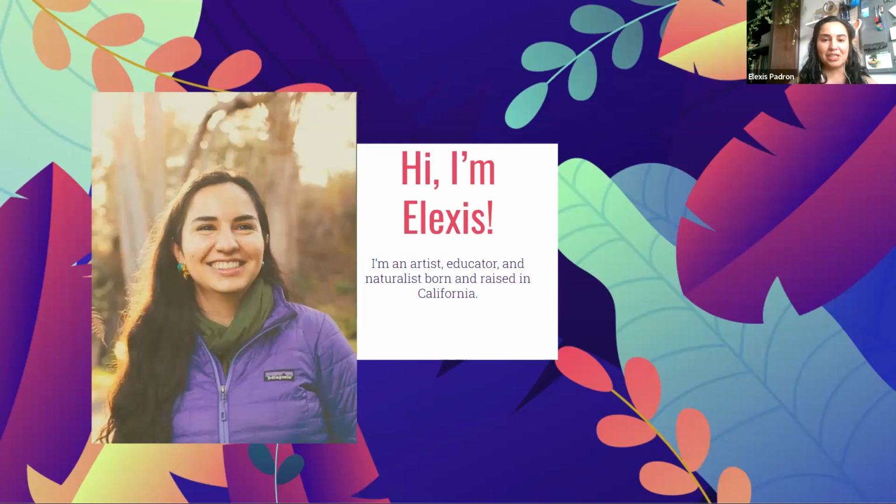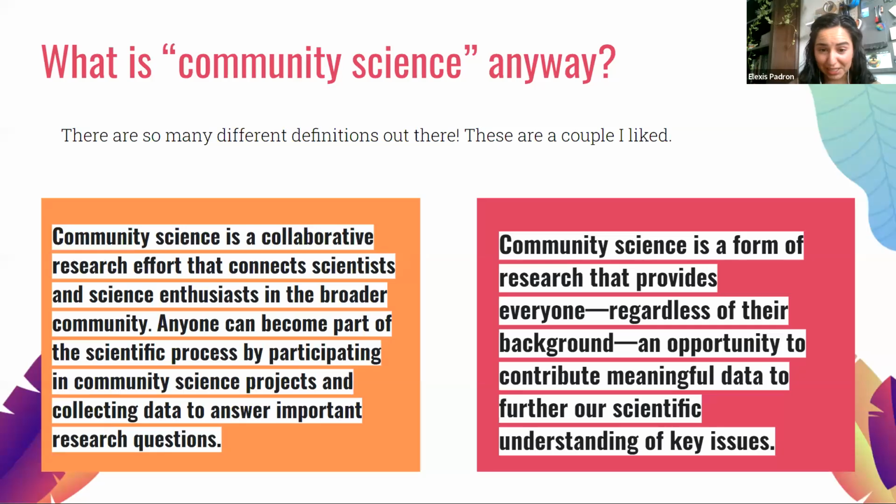While preparing for this presentation, I spent a lot of time thinking, what is community science and how do we define that? A quick Google search brings you many different definitions. Here are a couple that I liked. One of them is from the Wyoming Biodiversity Institute. Community science is a collaborative research effort that connects scientists and science enthusiasts in the broader community. Anyone can become part of the scientific process by participating in community science projects and collecting data to answer important research questions. Another one from Xerces Society reads, a form of research that provides everyone, regardless of their background, an opportunity to contribute meaningful data to further our scientific understanding of key issues.